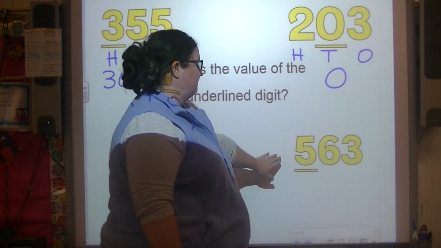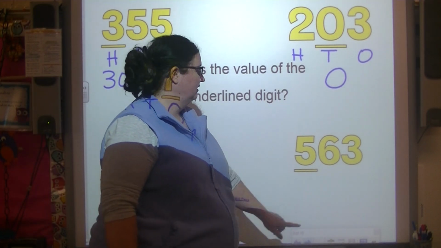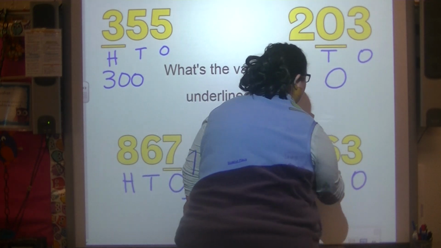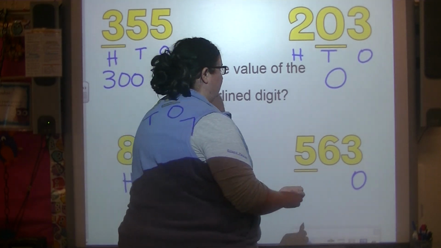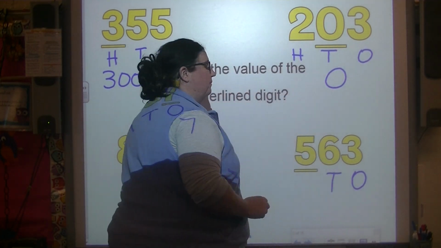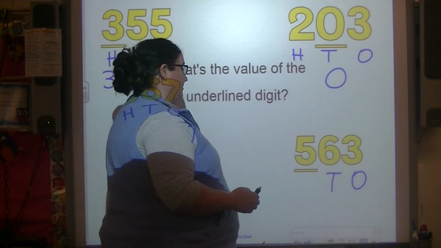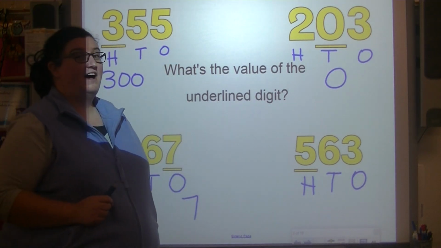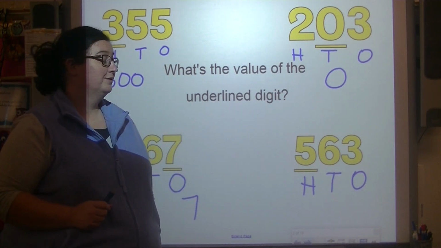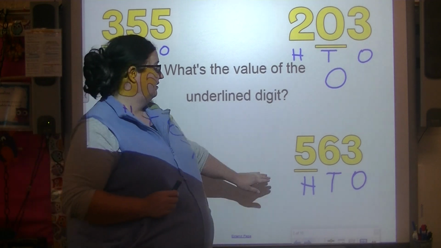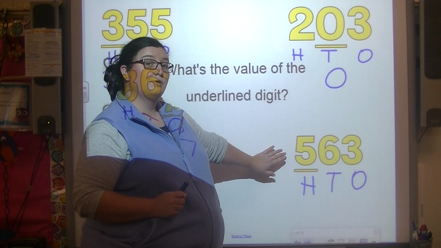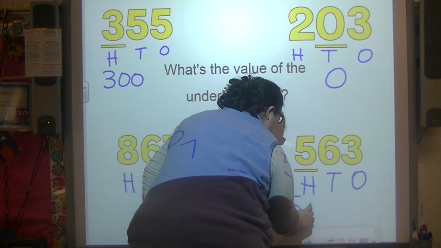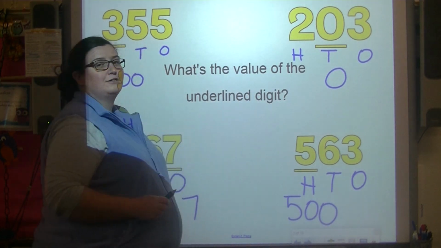Now look at this one, 567. What place value? Ones. What place value? Tens. What place value? Hundreds. What is the 5 worth? What is the value? 5 groups of hundreds is worth 500. It's worth 500. That's right.